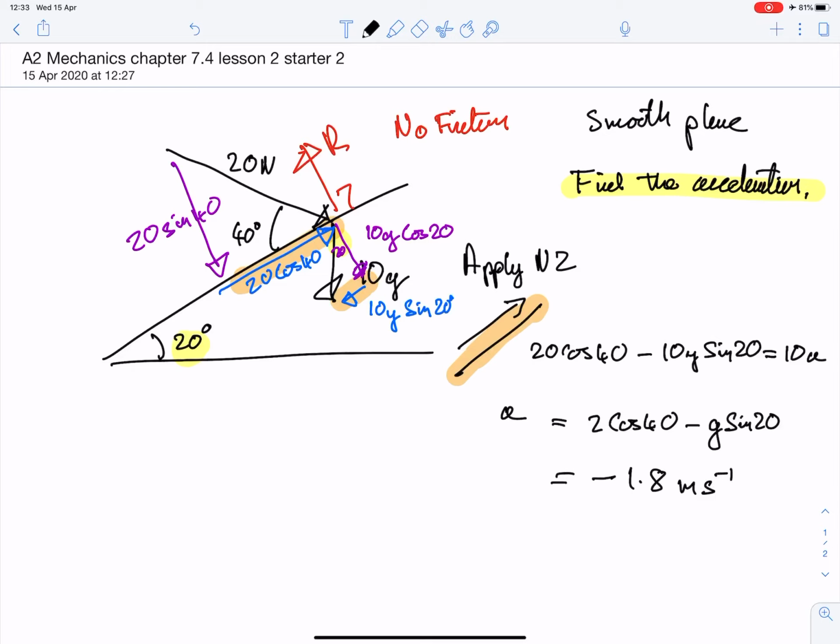Okay, now that tells us that it's therefore accelerating down the plane. Just not as quickly as it would have done if we hadn't put the 20 newtons force on it. Okay, I hope you got that right, and starter 3 will be there for you to watch when I've done the video.